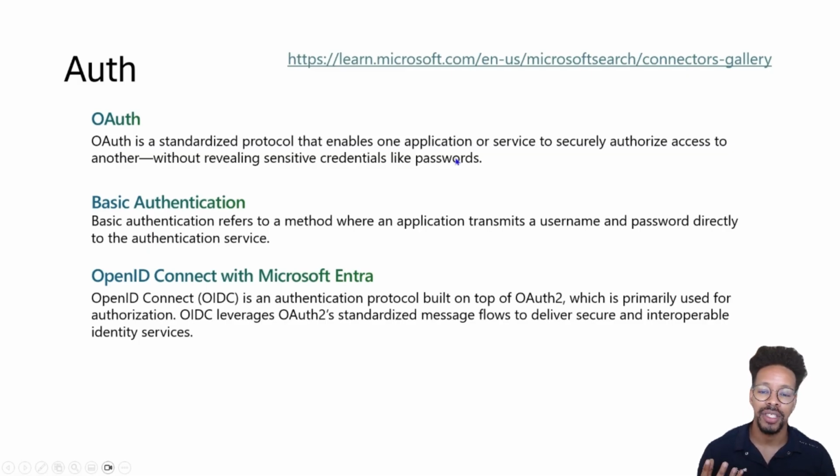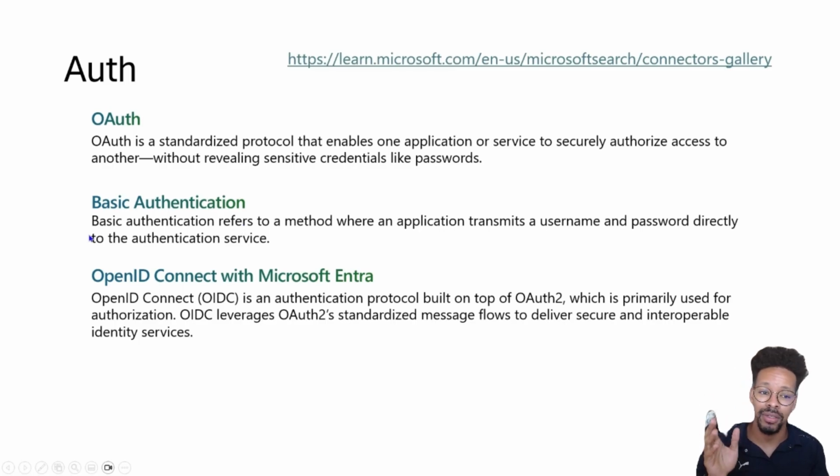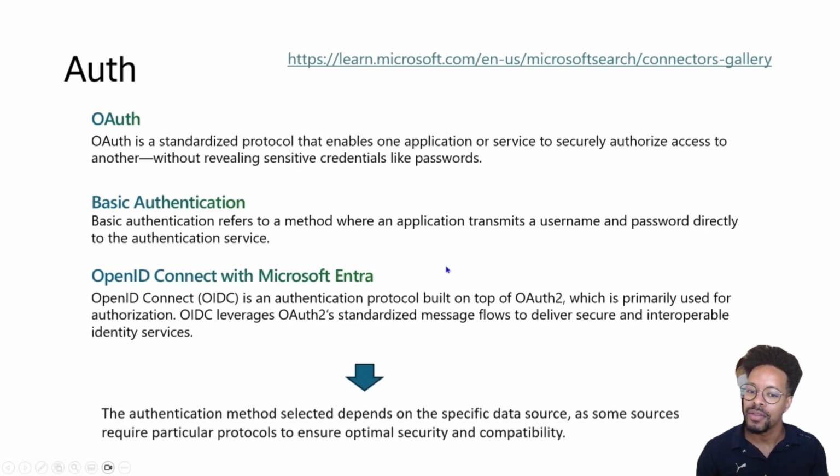But OAuth is just that you will be using one application to authenticate to another application, so you don't reveal any credentials like passwords or usernames. You just use your credentials from, let's say, your Google account, and you just log in with Google, log in with Microsoft. And with basic authentication, you pass your password and username directly. I would honestly not recommend this in production, and that's it for authentication.